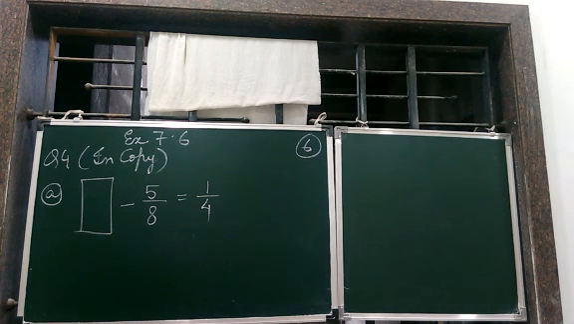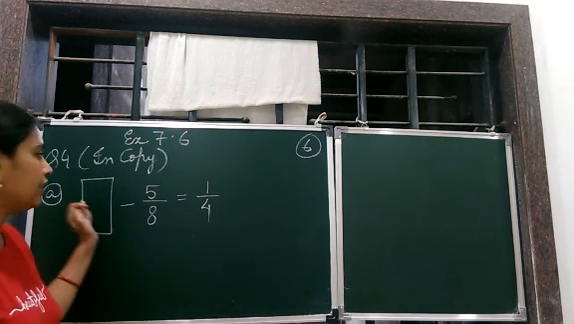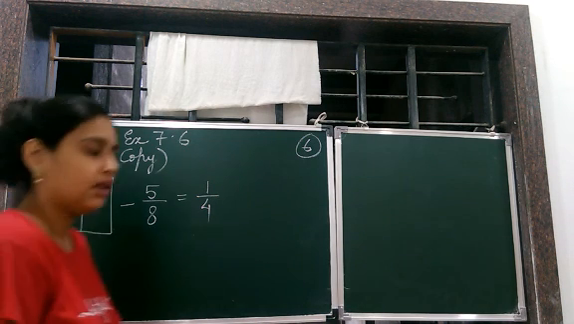Yesterday we completed exercise 7.6 question number 3. Today we are going to continue with question number 4, which we are going to write in the copy only, children. Though it is fill in the blanks, there are calculations, so it is better to write in the copy.